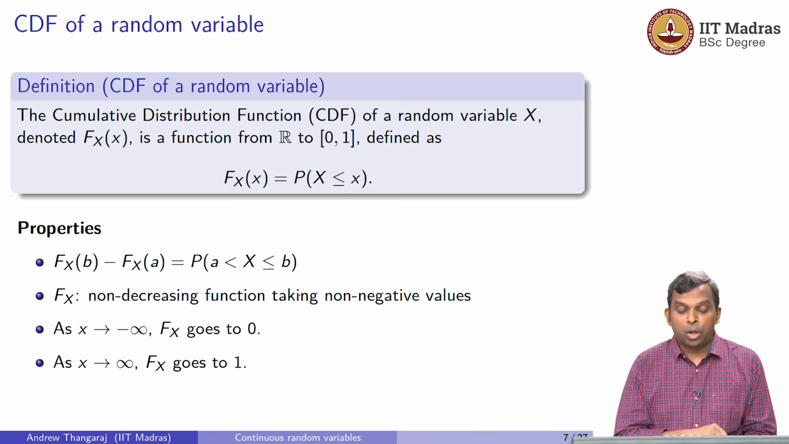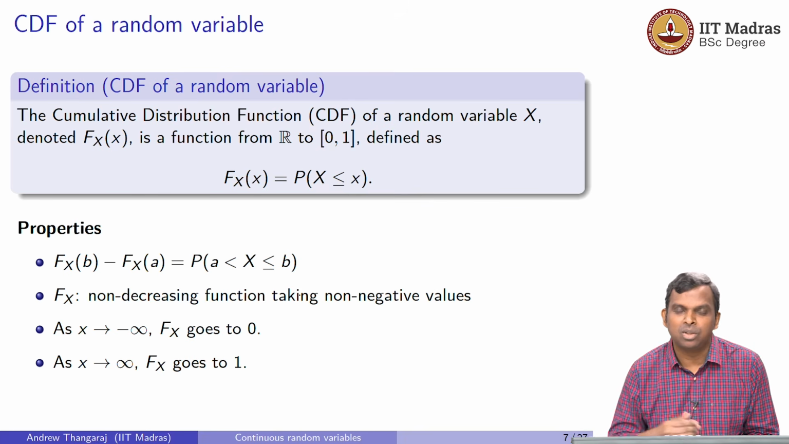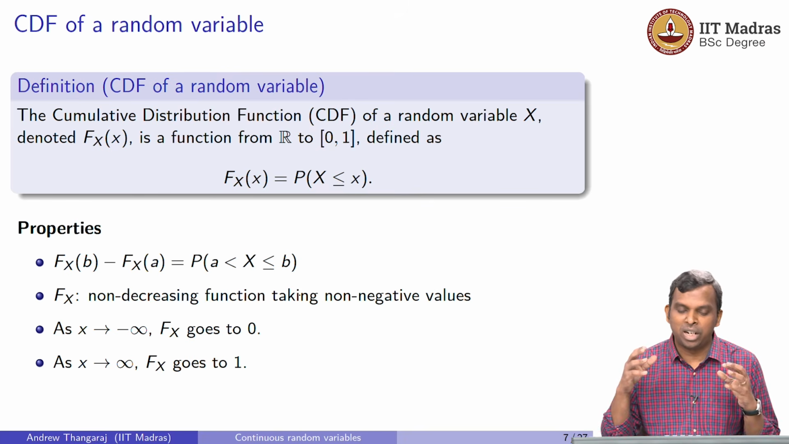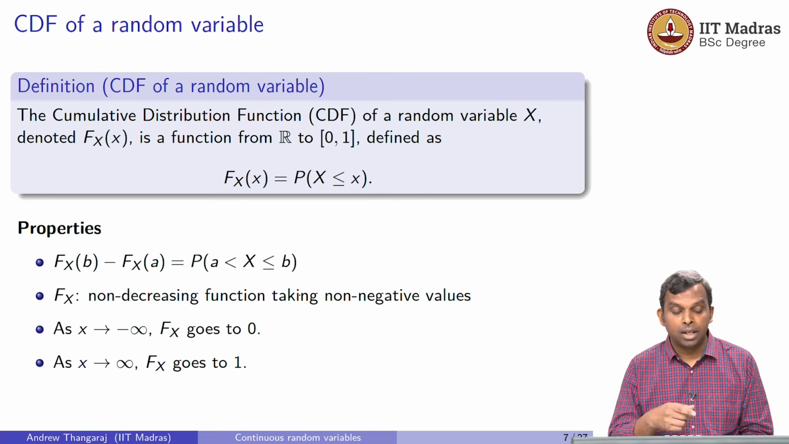The next important property for F_X is that it takes non-negative values. Clearly it takes values between 0 and 1. We've already said that's a property of F_X, and it's anyway a probability. It has to be between 0 and 1. It can't do anything else.